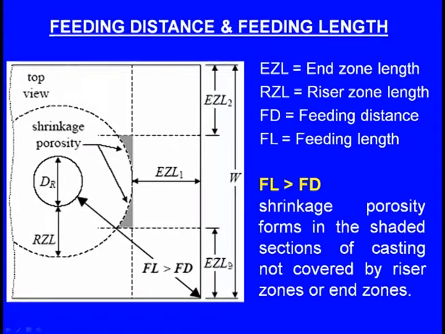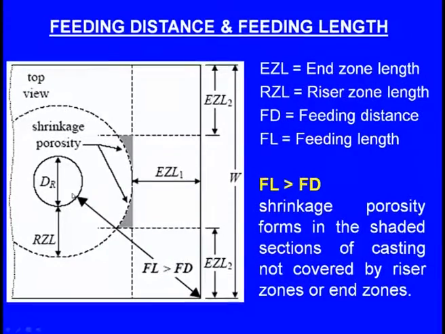Now, we will see the difference between the feeding distance and feeding length more clearly. Now, the length of the casting is a little more than the previous one. The end zone length is this much. This much is the riser zone length. If we start from here and measure to here, this much portion is the RZL, so this is the riser effect. Now, where is the end effect? The end effect starts from here, to here. So, that is the end effect. The sum of end effect and riser effect is the feeding distance.